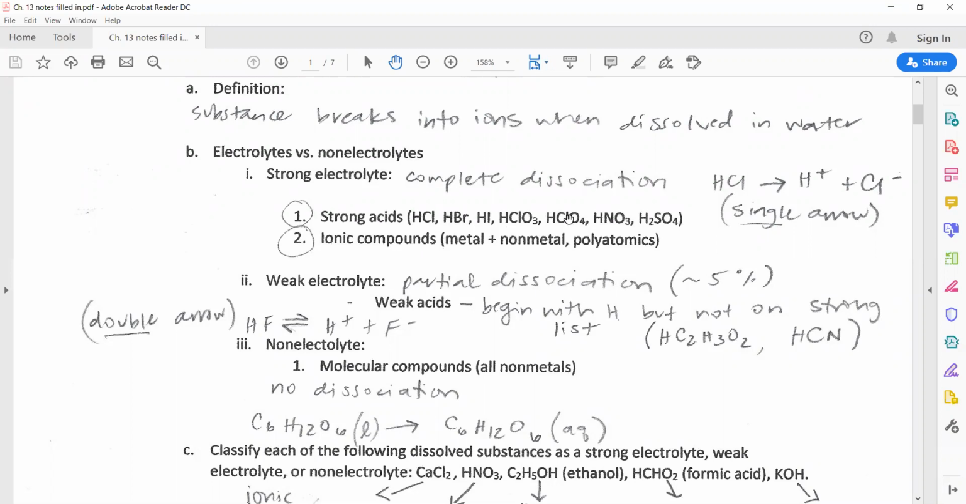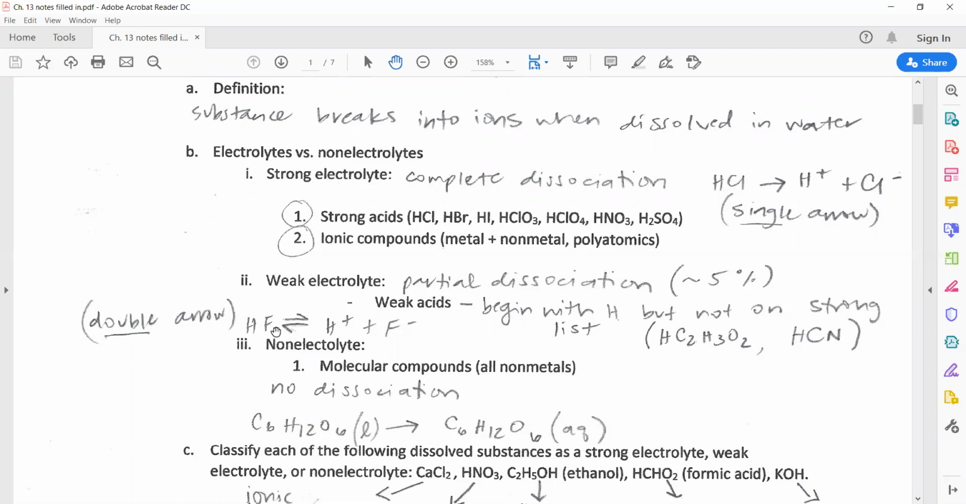Weak electrolytes only partially dissociate, and what we know to be true is only about 5% of those molecules will break into ions. So 95% of them will stay together intact as a molecule. So you're getting very few ions here. And if you are a weak electrolyte, you are a weak acid. The way we're going to identify you as a weak acid is that you begin with H, but you're not on the strong list. So you start with H like an acid, but you're not up here in this group. So a couple of examples are acetic acid, hydrocyanic acid, hydrofluoric acid over here.